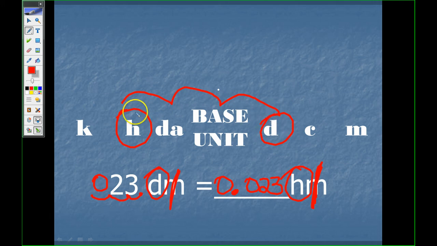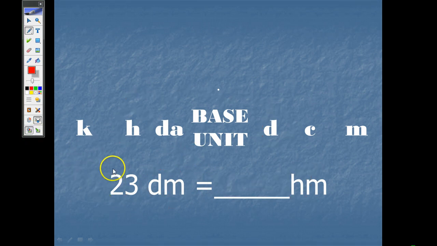Notice as the unit gets bigger, the number gets smaller. If the unit gets smaller, the number should get bigger, because these things are equal to each other. We just need to show how they're equal to each other.